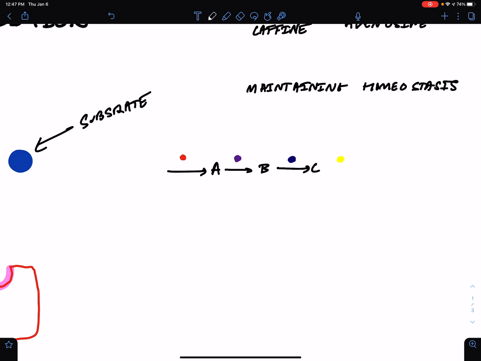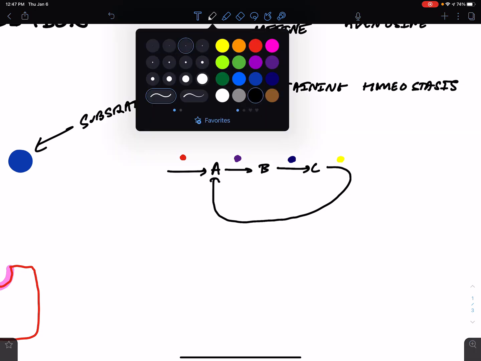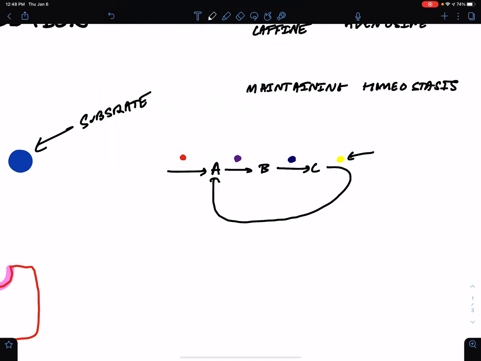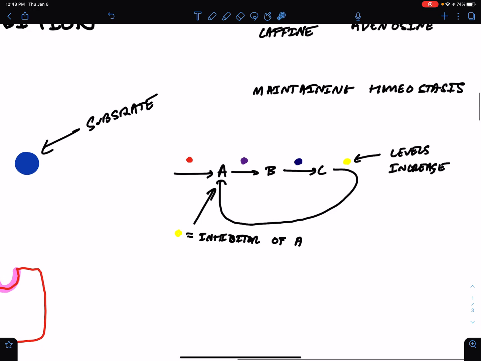Well, imagine we only want so much of this yellow product. We don't want the levels of the yellow product to increase and increase and increase. So the system is actually designed so that when the levels of yellow product build up as red is converted to purple and blue and yellow, the yellow product actually is an inhibitor of enzyme A.